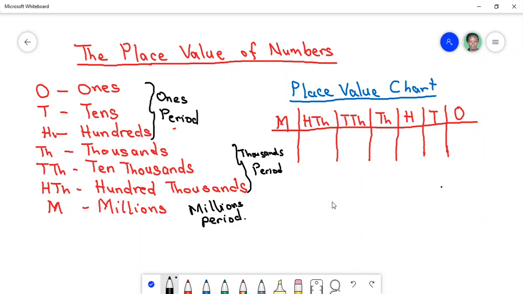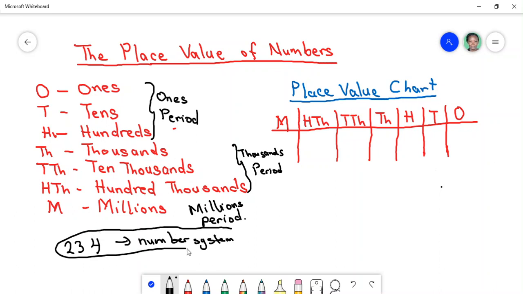All other counting numbers are a combination of these numbers. So you have one number, you're adding up to one number, you're always adding something, combining them together, and you get what we call the number system. So if I have different numbers, if I have 2, 3, 4, I'm calling it the number system.